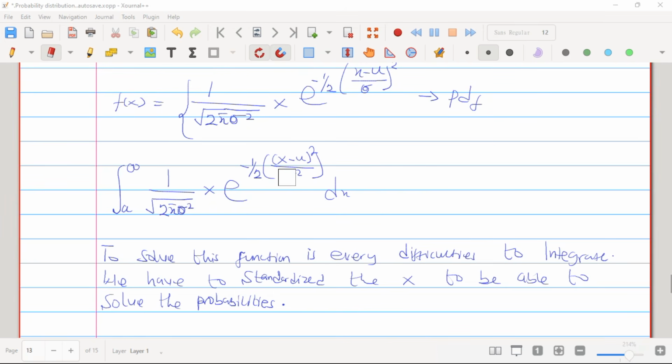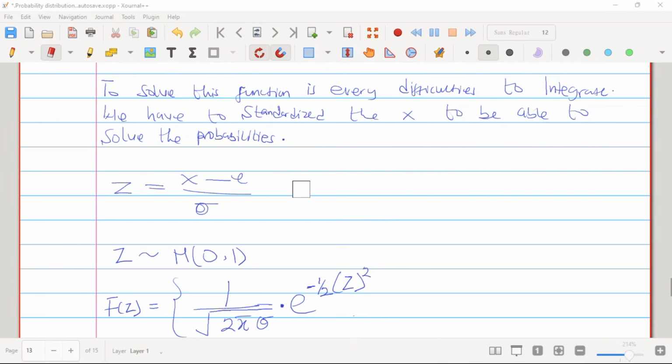So we have to standardize our x so that it will enable us to find the probabilities of the normal distribution. And that brings in standard normal distribution. The standard normal distribution is used to calculate the probabilities of a normal distribution. And for us to be able to calculate the probability of the normal distribution, we use what we call the z-score. And here our z, which is the z-score, is equal to x minus mu divided by sigma.